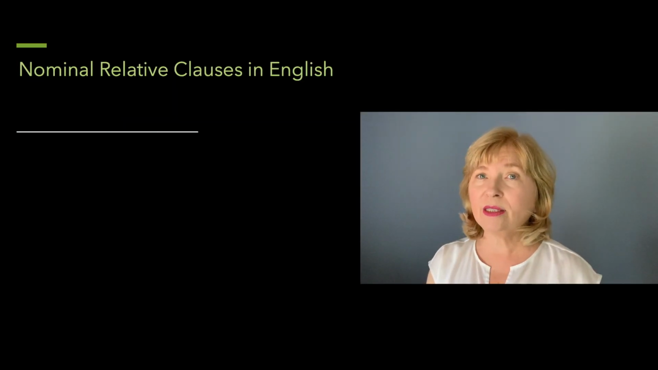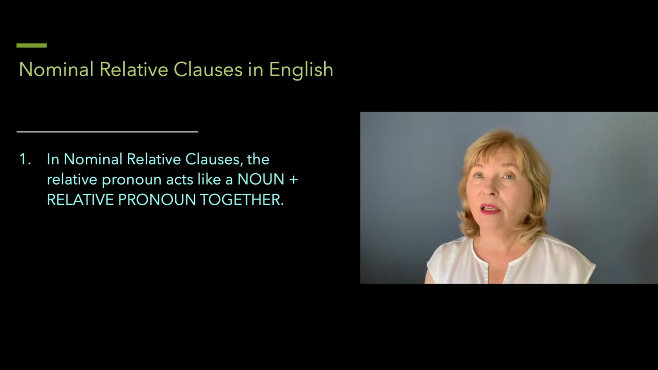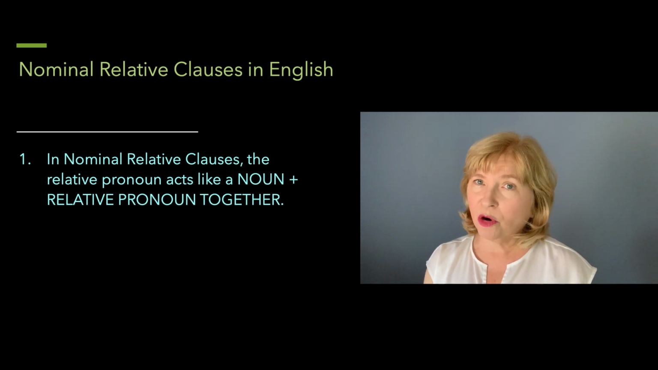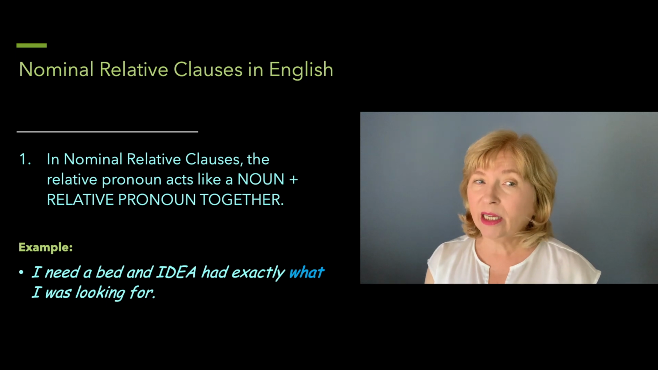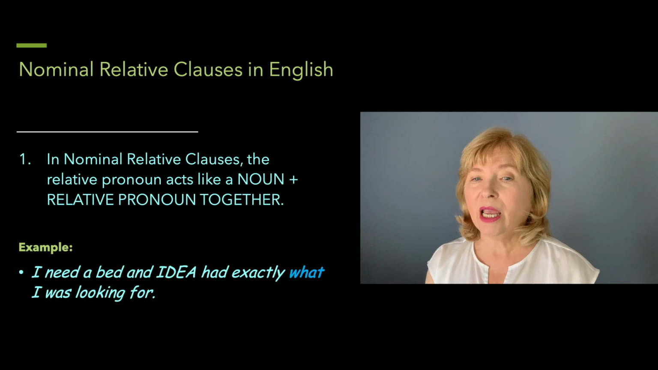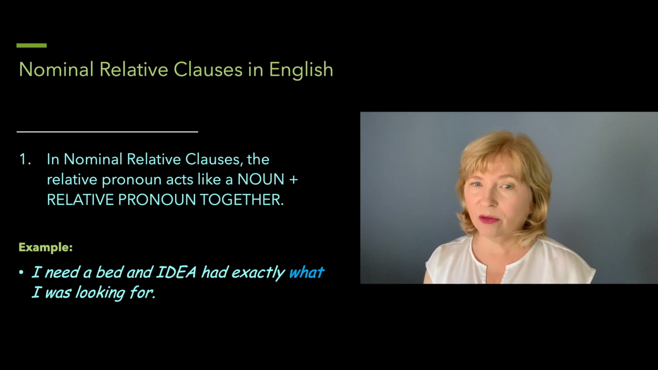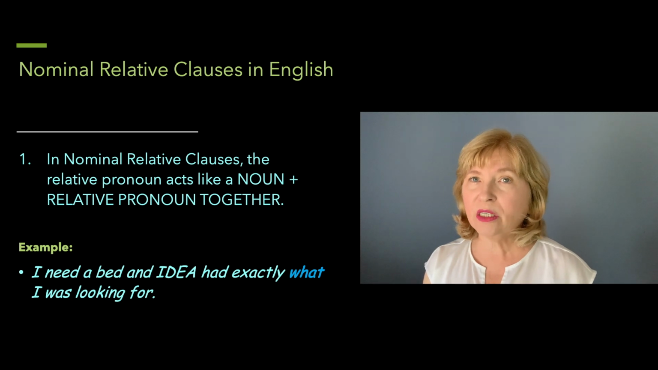Nominal relative clauses in English. I'm going to give this to you in rules like I normally do. So rule number 1 is, in nominal relative clauses, the relative pronoun acts like a noun plus a relative pronoun together. For example, I need a bed, and IKEA, that's how we pronounce it in the United States, IKEA had exactly what I was looking for.